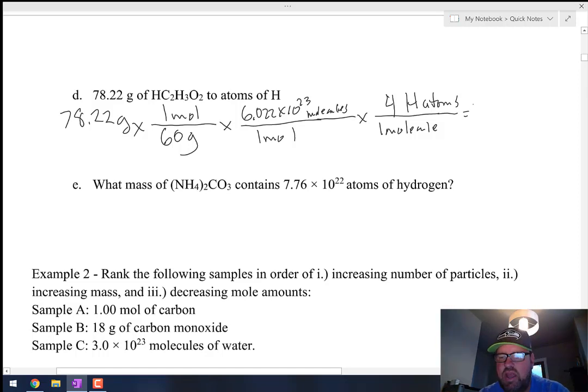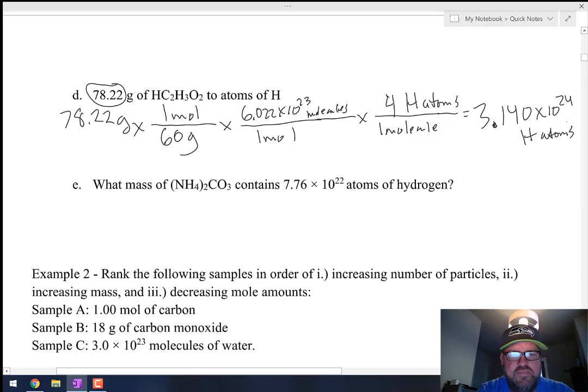So now I'm going to take 78.22. I'm going to divide by 60. I'm going to multiply by 6.022 times 10 to the power of 23. And I'm going to multiply by 4. And it should be a pretty large number, and it is. I get 3.1. Now, this has 4 significant figures. So I'm going to go 3.140 times 10 to the 24th hydrogen atoms.